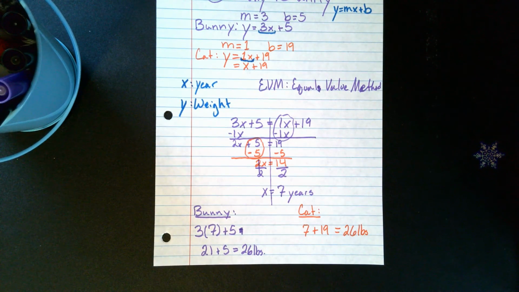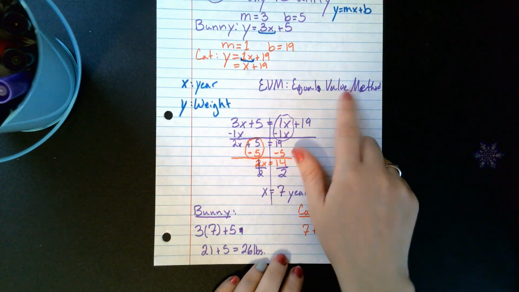In 7 years, the cat and bunny will weigh 26 pounds. Okay, if you have any questions, please ask me. Otherwise, this is how you use the equal value method.